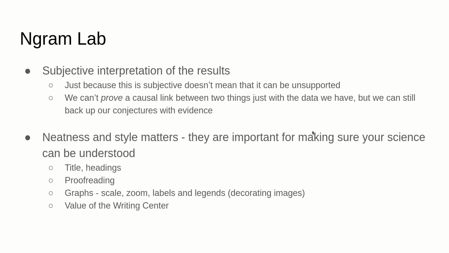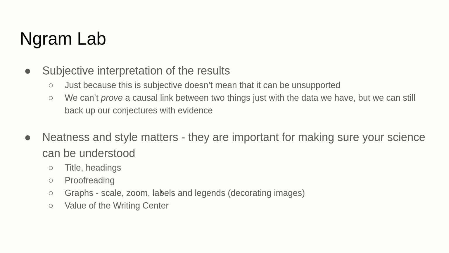When you're writing these, the neatness and style matters. It's important to make sure that your writing about science and research can be understood. And so you should give titles and headings to sections of things. You should proofread. When you include graphs or other visuals, you should make sure they are scaled in a way where they're readable, that you've zoomed in where necessary, or that you make it possible in the documents that you create for people to change the scale, and that you provide labels and legends for what is displayed there.